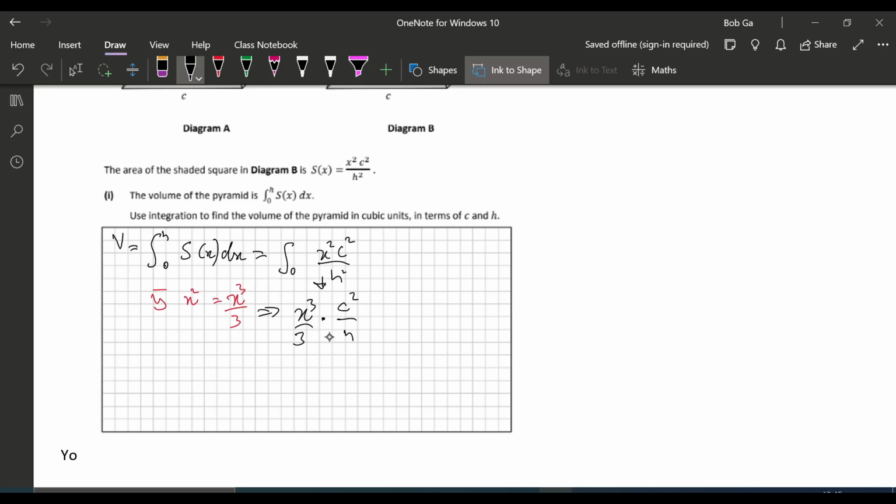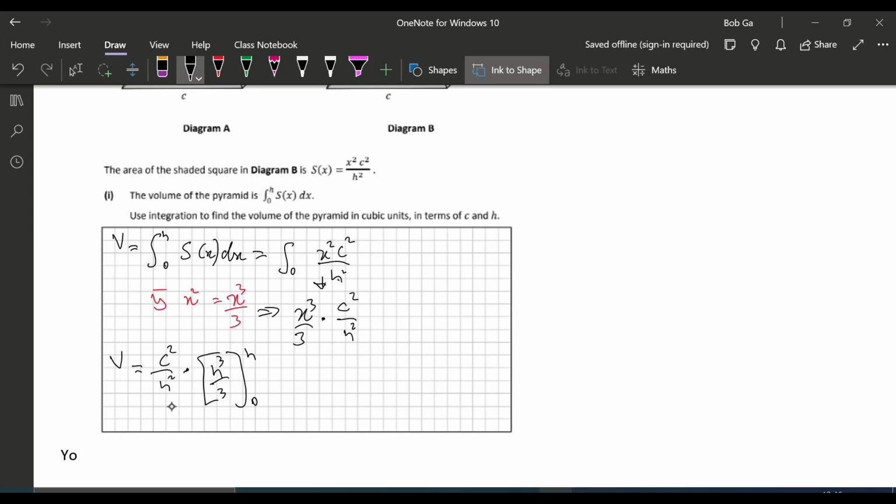Now we need to apply the limits of integration. When we evaluate the antiderivative from x equal to 0 to x equal to h, this is going to give us V, that's the volume, equal to c squared over h squared, and I forgot the h is squared, yes, it's squared, dot. When we use h in the place of x here, instead of x we say h cubed over 3, from 0 to h.